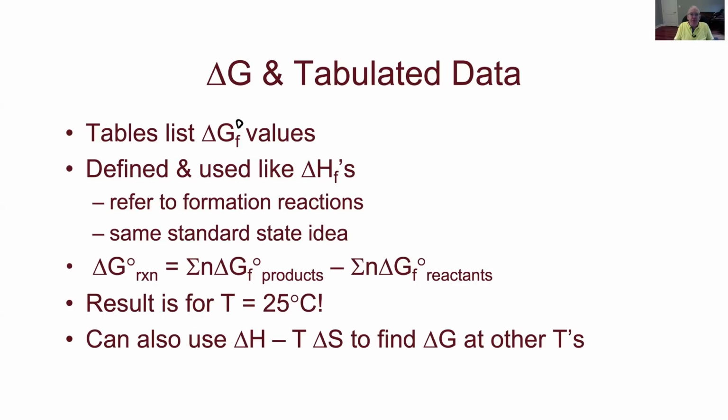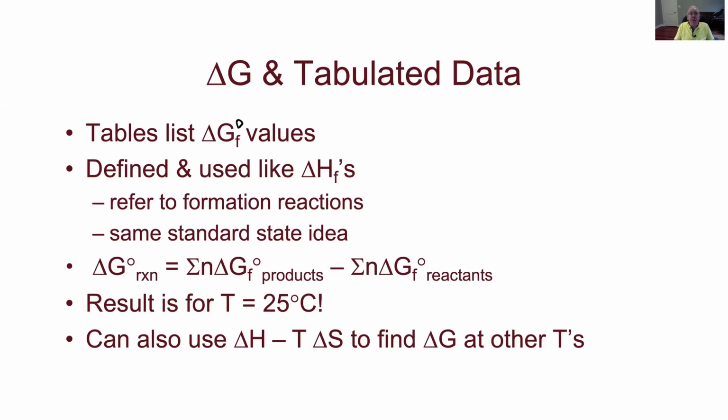That means it's delta G for the same formation reaction, the reaction that makes 1 mole of the compound from elements in their standard states. Among other things, that means the delta G of formation for an element in its standard state will be 0, just like for the delta H of formation.